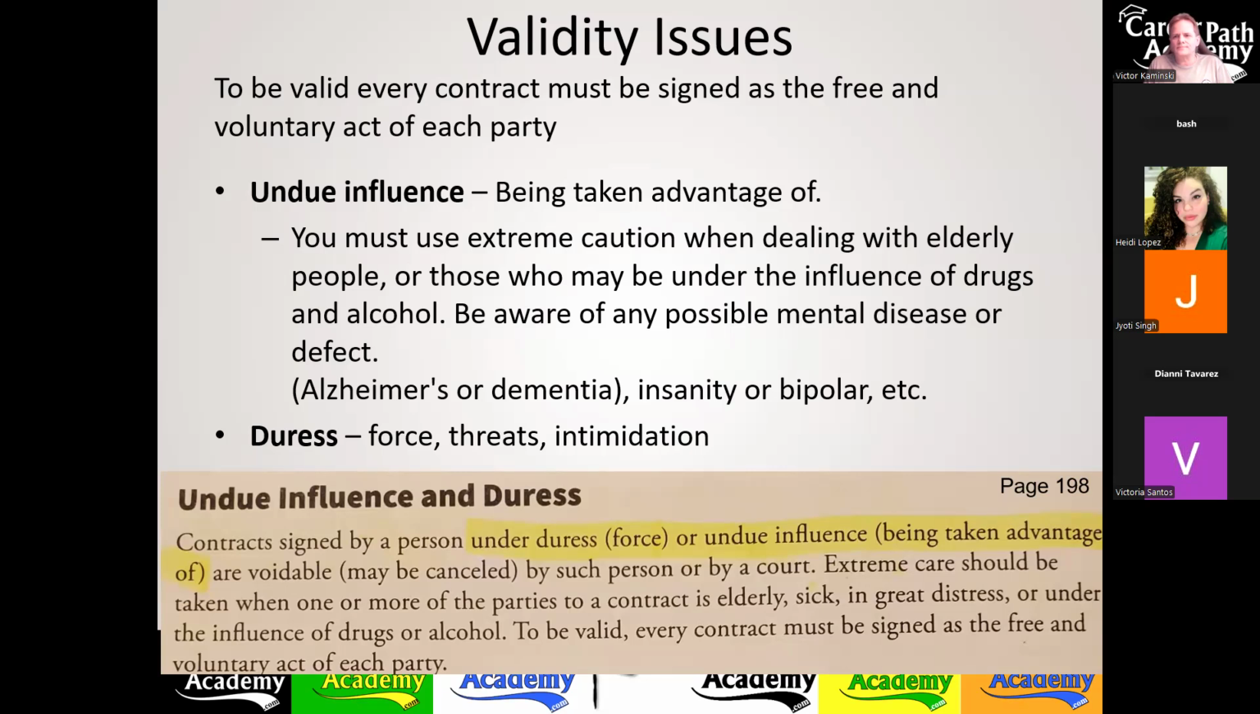And I was like, okay, what should I do at this point? You tell me. What should I do at this point? Can I be in a contract? Can I have a listing like this? No, because she's not of sound mind.